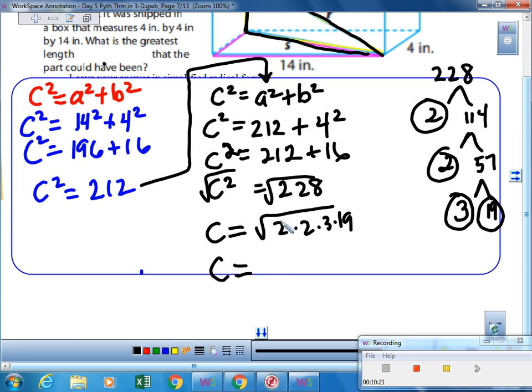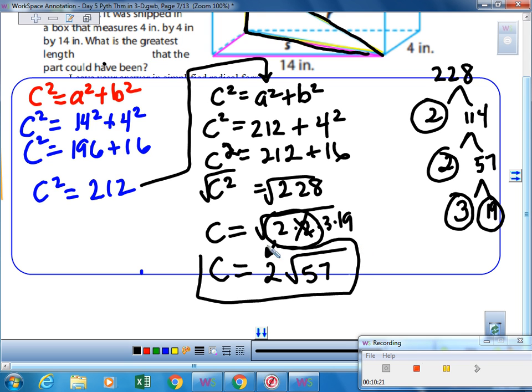C equals, here's 2 equal factors. I take one out, get rid of the other one. What's left inside? 3 times 19 is 57. There's your answer. Not too bad, right?